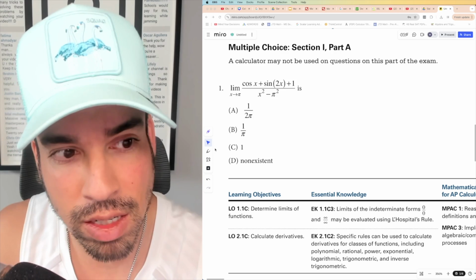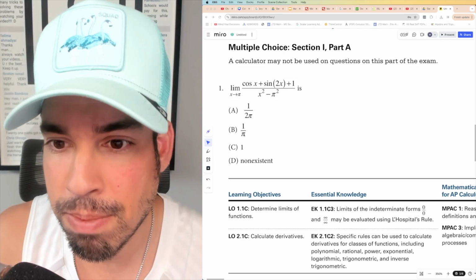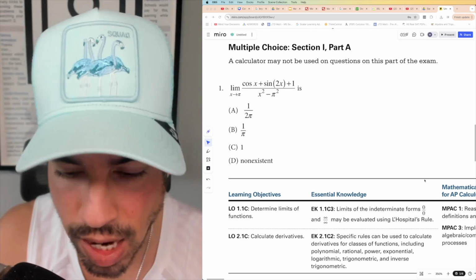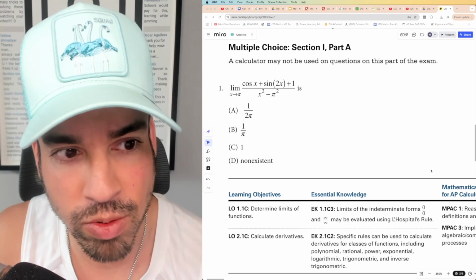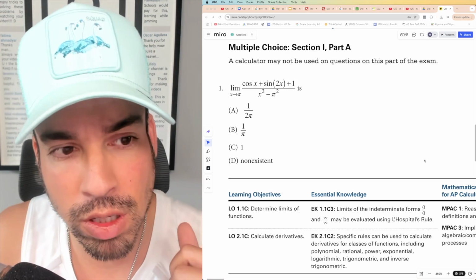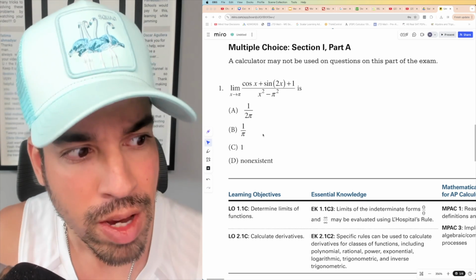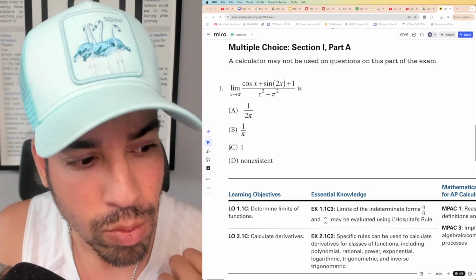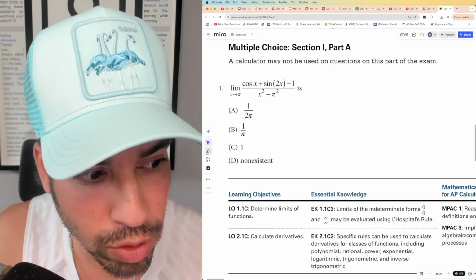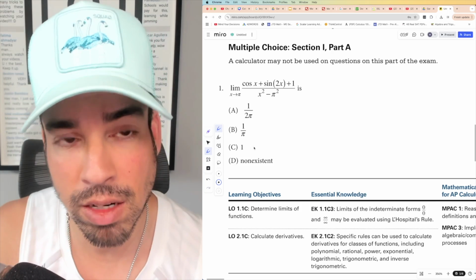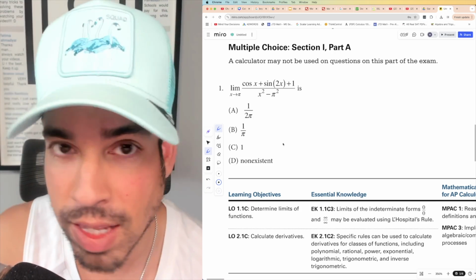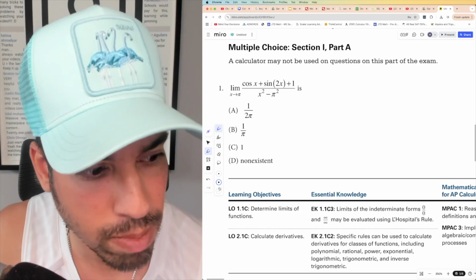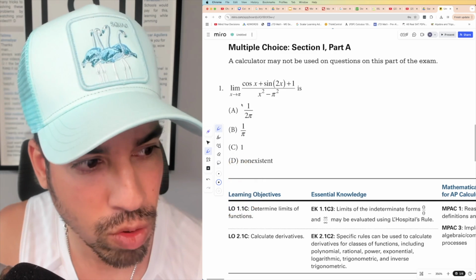So this is from the AB calculus review guide, and there's a bunch of multiple choice problems for part A and part B. So we're going to start here with part A, and these are all going to be questions that you have to answer without the use of a calculator. So I'm going to walk through each one of these and explain along the way as we go. All right, so starting off with number one, this is a limit question.